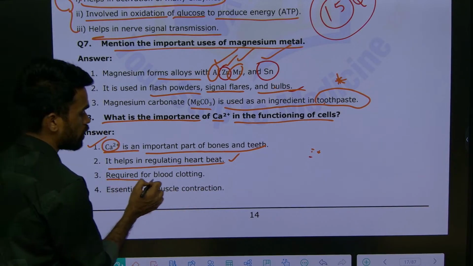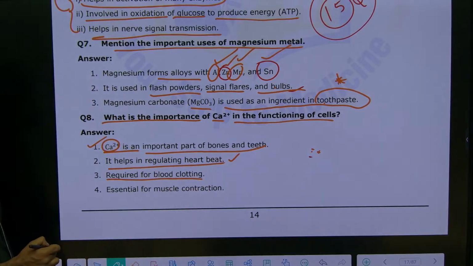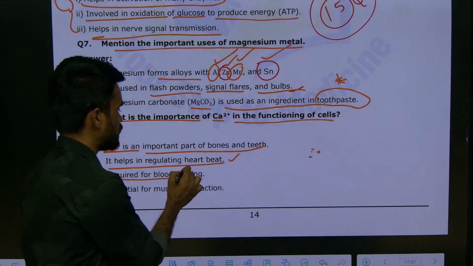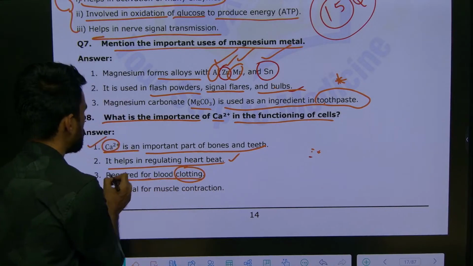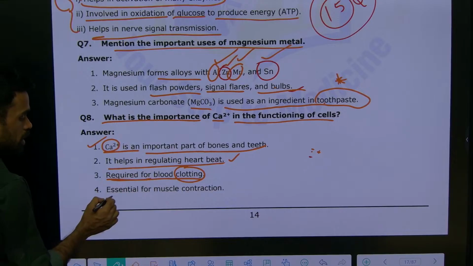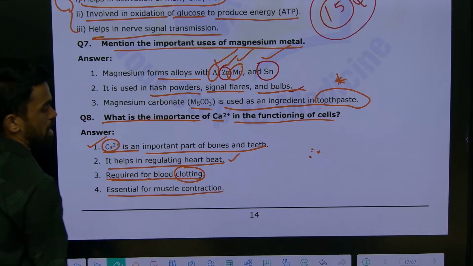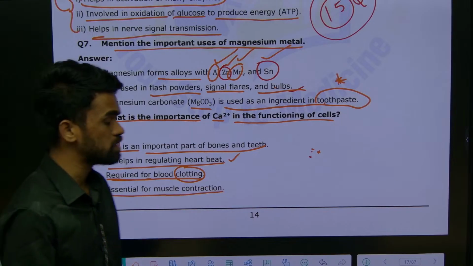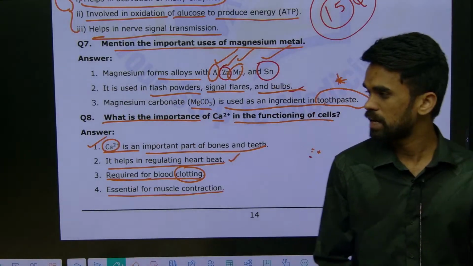It is required for blood clotting. When bleeding occurs, the blood should get clotted, and for that the required thing is calcium 2+. The next one: calcium 2+ ion is also essential for muscle contraction.